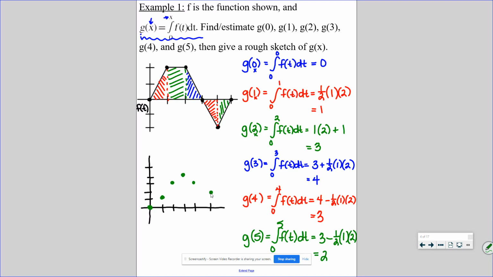Now, we don't know a whole lot more information about this curve. It could be a nice curve. It could be a rigid line. But we know that these points exist on it. Okay? And all of that information that we just found all came from the definition that G was equal to the antiderivative of this f function here. Okay?